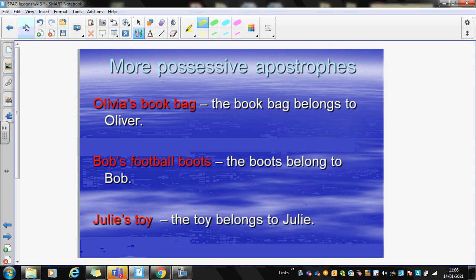Okay, here are some more examples of apostrophes for possession. The book bag belongs to Olivia, so the apostrophe goes after Olivia. The boots belong to Bob, so the apostrophe goes after Bob. The toy belongs to Julie, so the apostrophe goes after Julie. Olivia's book bag, Bob's football boots, Julie's toy. Now this is quite simple, but it will get harder as we move through the lesson, and when we start looking at plurals, where there are more than one.